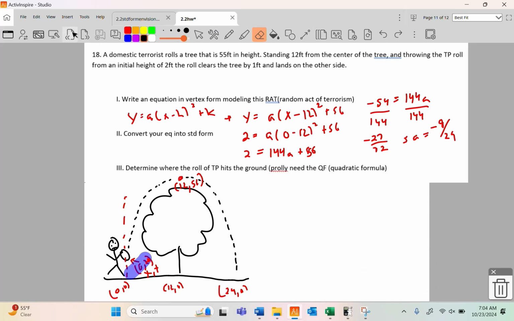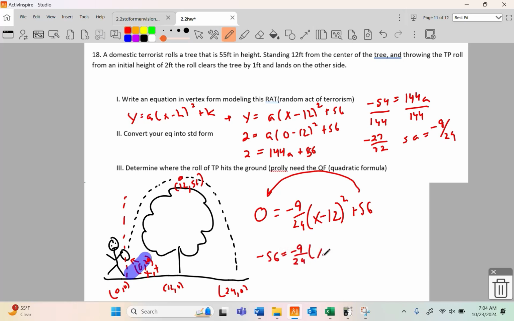Your roll of toilet paper hits the ground when y is 0. And I've got this equation right here that I'm going to use. It was negative 9/24 of x minus 12, quantity squared, plus 56. This is going to be easier than doing the quadratic formula. You can take away your 56. Negative 56 equals negative 9/24 of x minus 12, quantity squared. We're going to divide both sides by negative 9/24.